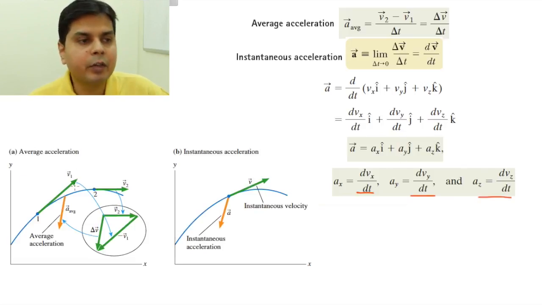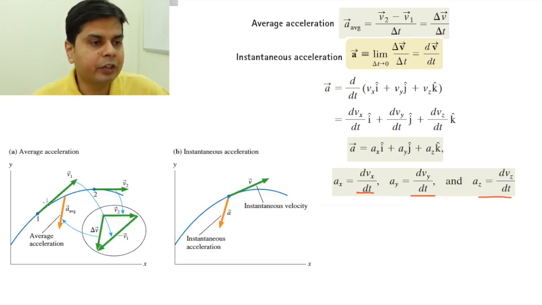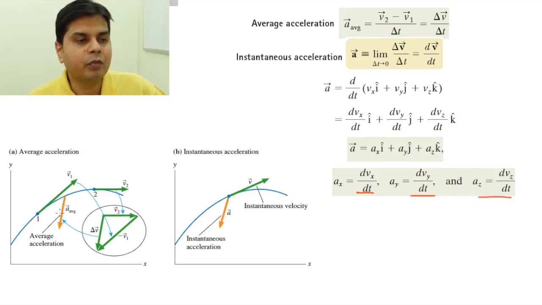This is the graphical representation of average acceleration. Your velocity at point 1 was v1, at point 2 it is v2. So the delta v will be v2 minus v1. So this is the direction of your average acceleration. For finding instantaneous acceleration, this is the instantaneous velocity. You differentiate this vector, you will get instantaneous acceleration in this direction.